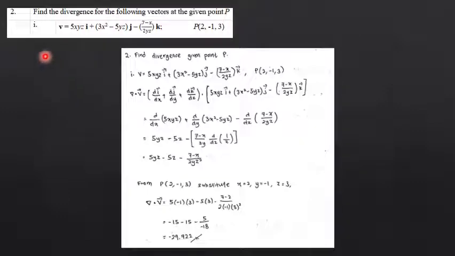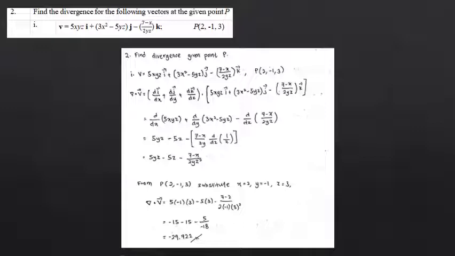For question 2, find the divergence for the following vectors at given point P. So question 2.1, here the vector given v equals 5xyz i plus (3x squared minus 5yz) j minus (7 minus x over 2yz) k. So here's my solution. Find the divergence at given point P, where P is (2, -1, 3).